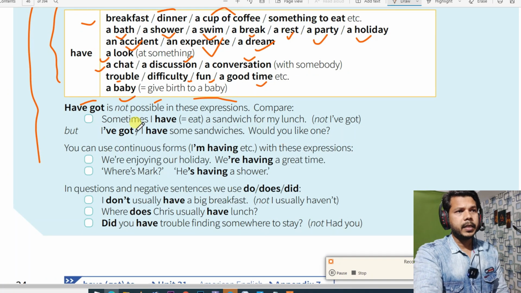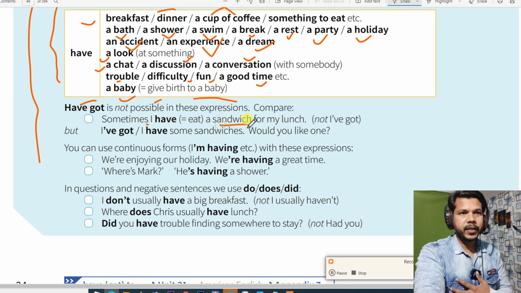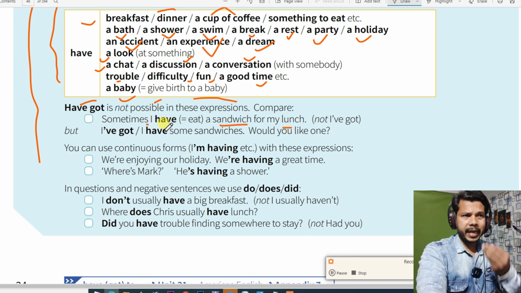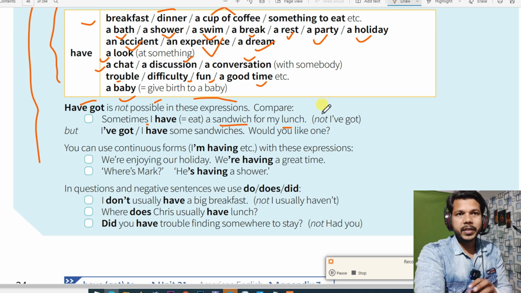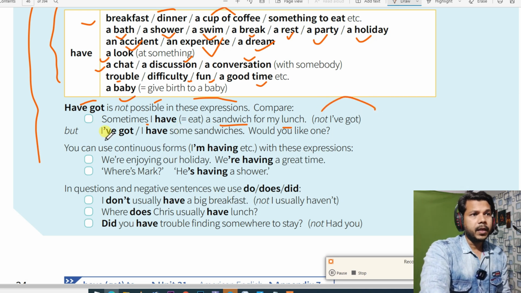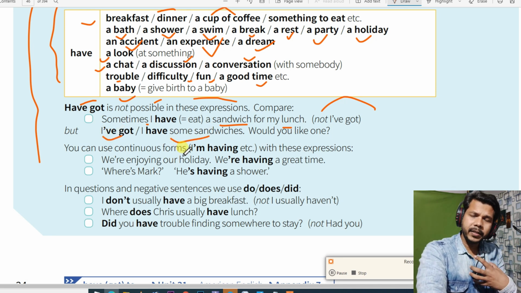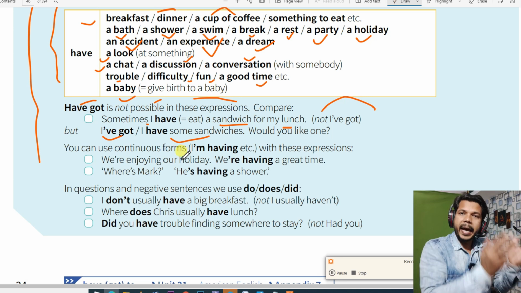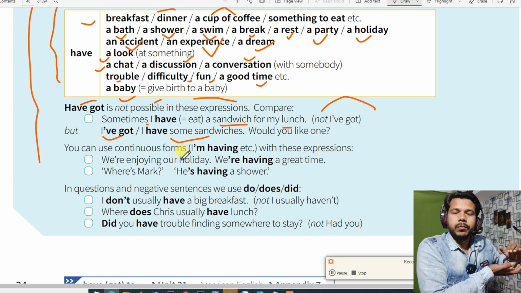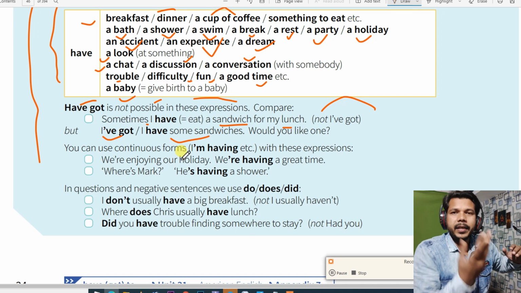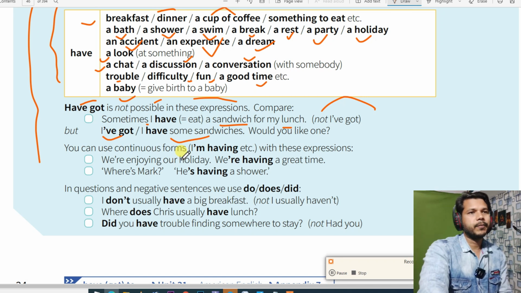So whatever you have learned here, you are not supposed to use have got. Got it? Sometimes I have a sandwich for my lunch. If somebody is saying I have a sandwich, it means I eat that. You cannot say I have got sandwich. If you say I have got sandwich, it means you are not eating that. You have that sandwich with you. But if you are eating, you say, I'm having some sandwich. This is what you have to say.